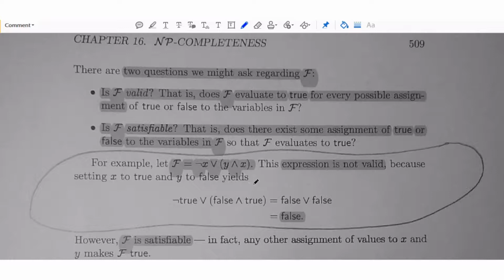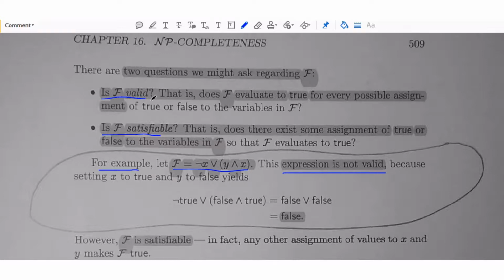Today we shall be looking at the concept of validity and satisfiability in the algorithm. Now take for example, we have this expression represented with a symbol like F: not X or Y and X, and we are to check whether this expression is valid or whether this expression is satisfiable. How do we go about it?